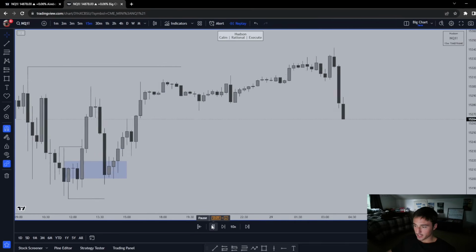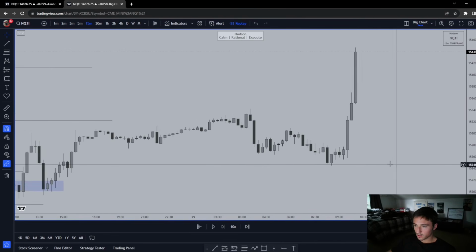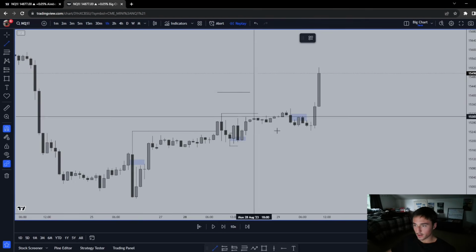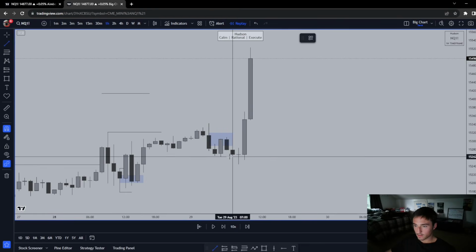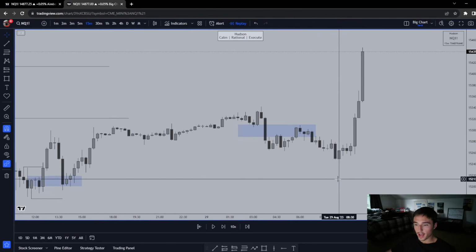Let's go to the next day. Let's see what price is doing. Okay, so we were respecting this. If we go to the 1 hour, we also had that. There we go. Here we are. This is how you overlap things.